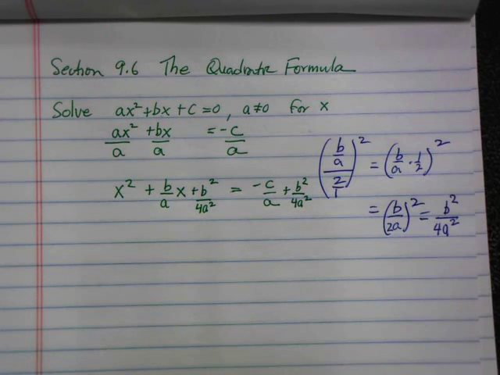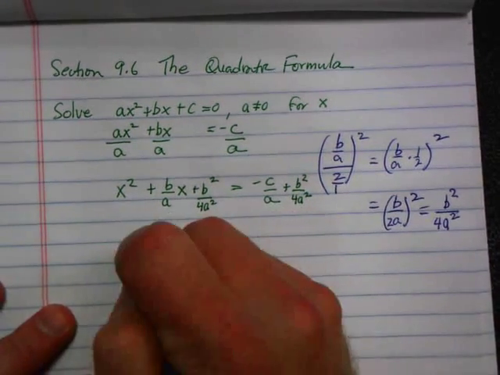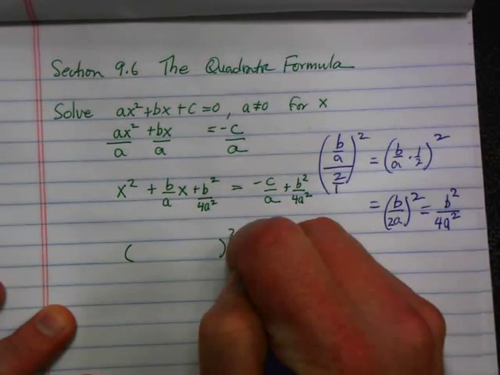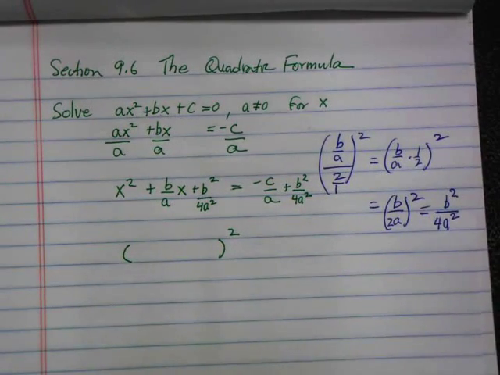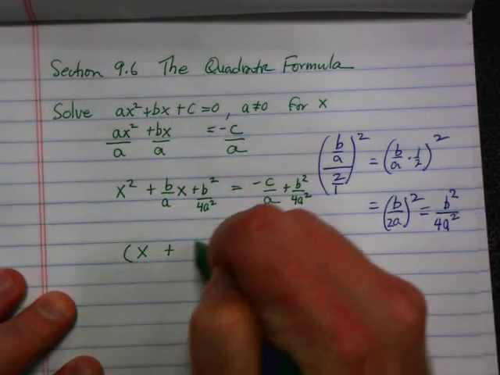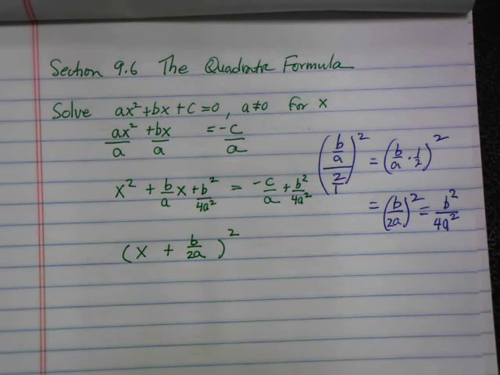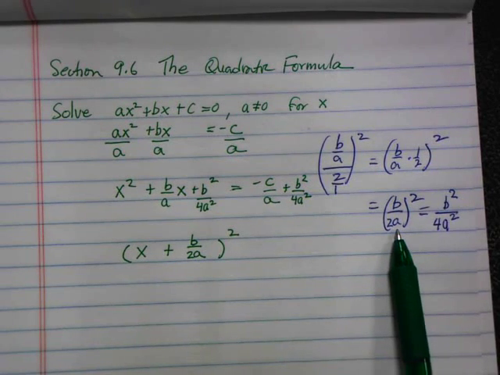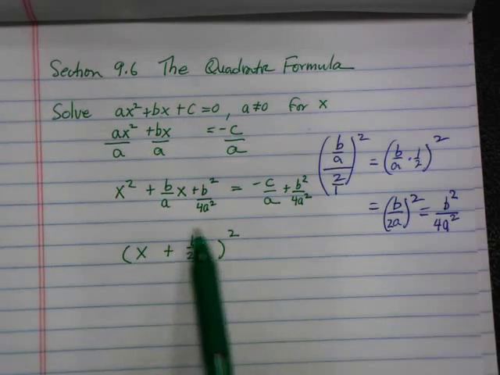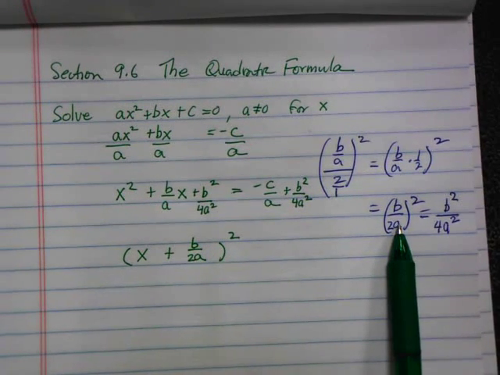If I did everything correctly, the left-hand side should factor like that. What should go in my parentheses? x plus b over 2a. Why plus b over 2a? That was what we had right before we did the squaring. When you complete the square, the number that goes here is always the number you had right before you did the squaring.